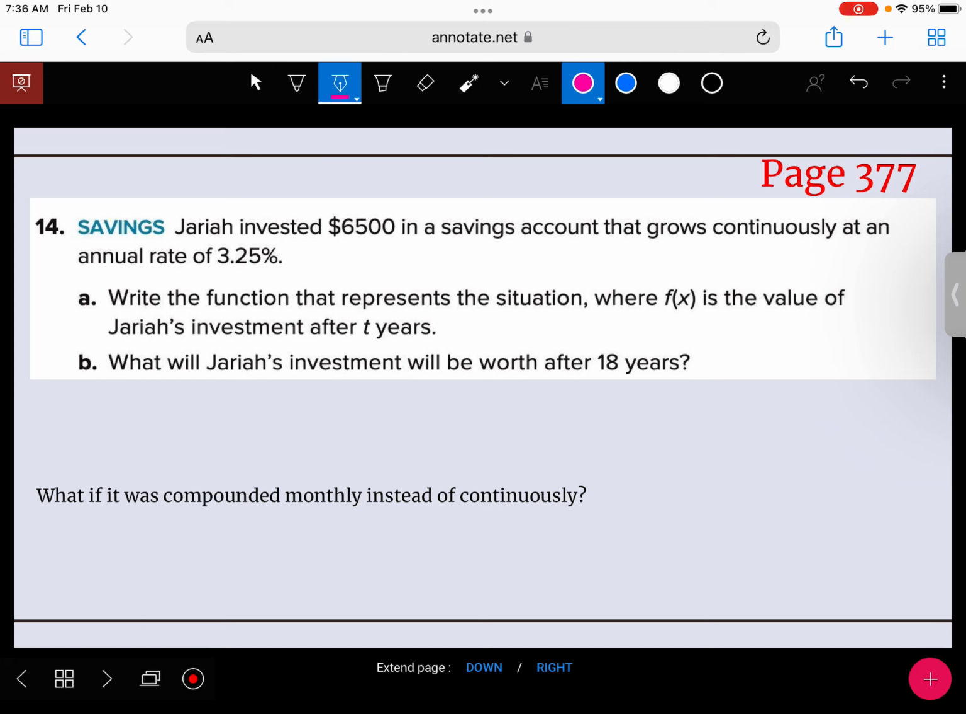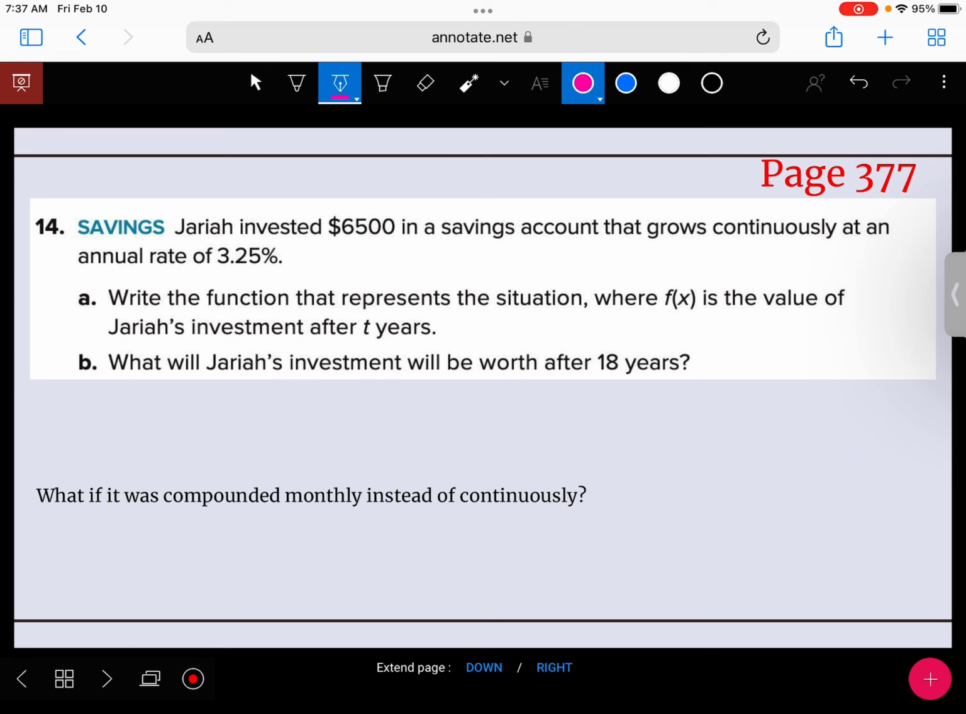I mean, we got plenty of time. You guys can actually do this as your check. So I want you guys to do this on your own. So it's going to ask you to write the function rule, and then it's going to ask you to write the value for after 18 years. And then also answer this. What if it was compounded monthly instead of continuously?